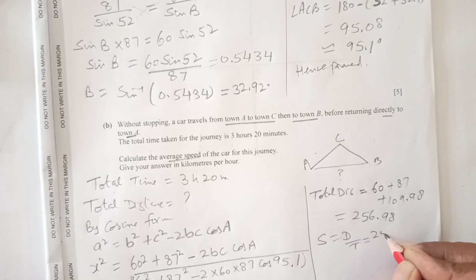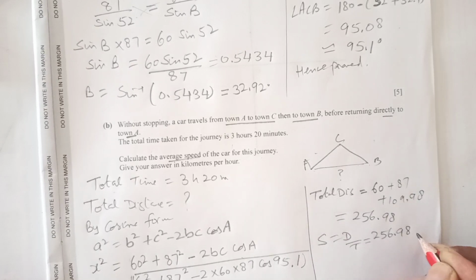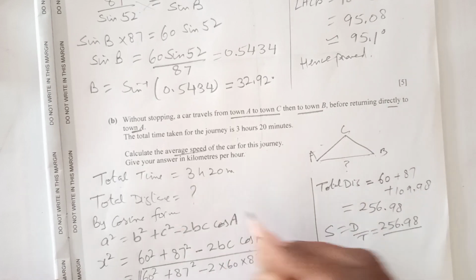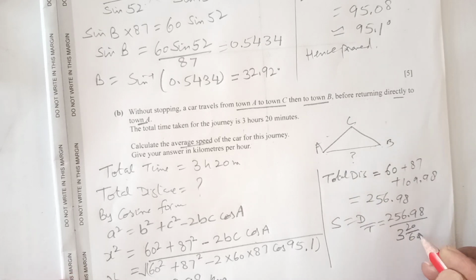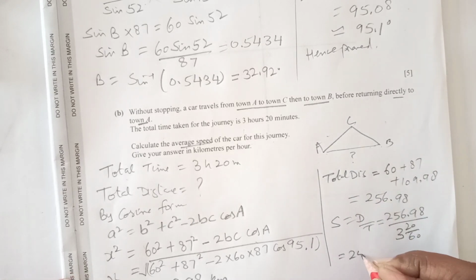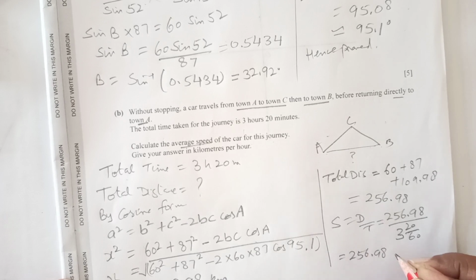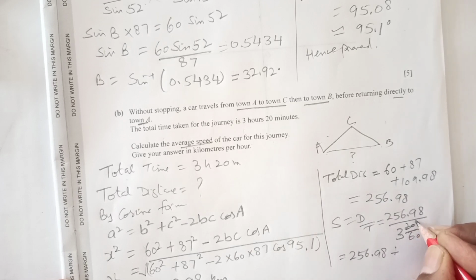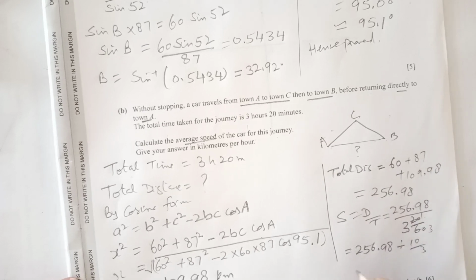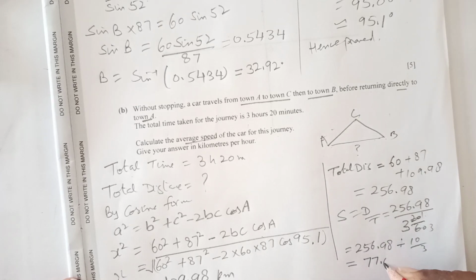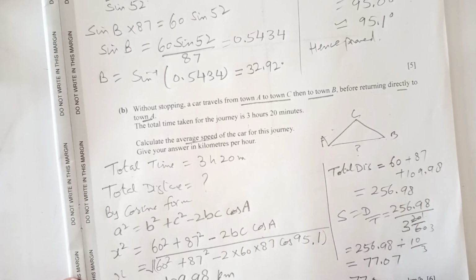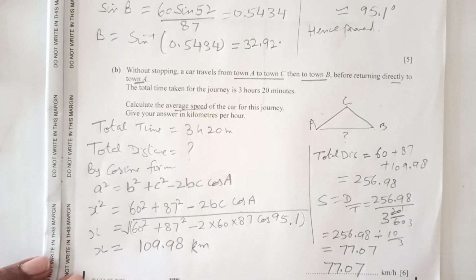So distance is 256 divided by 3 hours and 20 over 60, because this is in minutes, so we can convert that also. So 256.98 divided by 3 and 1 over 3, which is 10 over 3, right? So when you calculate, this comes to 77.07, which is the final answer, right?